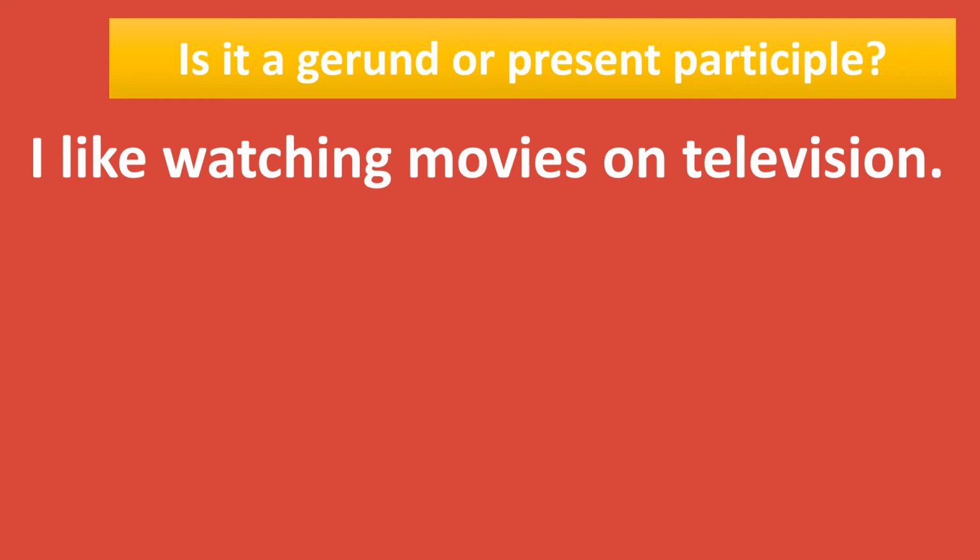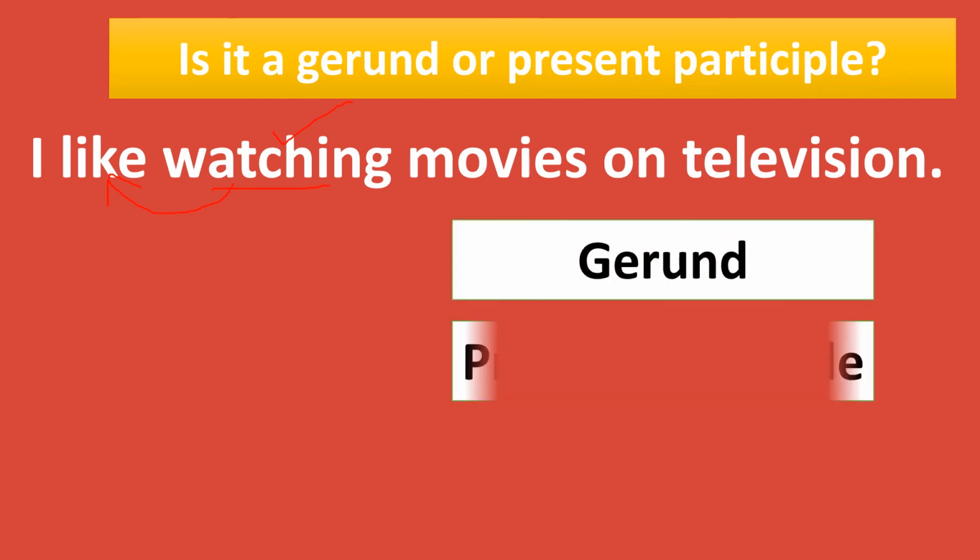Movies are not described by watching. I like watching movies on television. So here, watching, is it a gerund or present participle? Watching is an object of the verb like. When an ing form is an object of the verb, that ing form is a gerund. That is the rule.